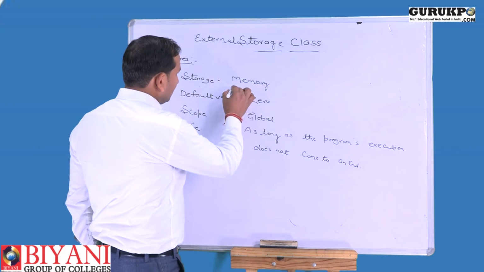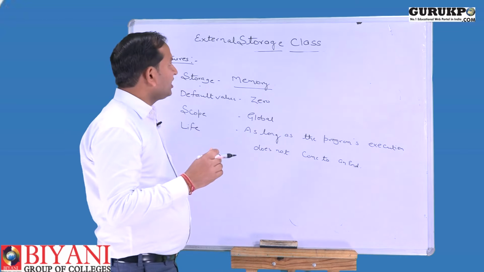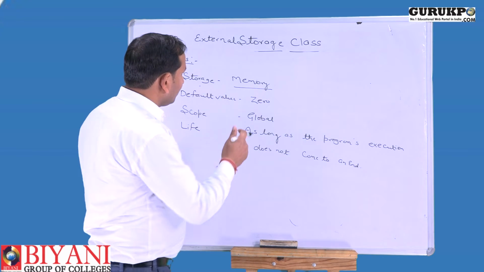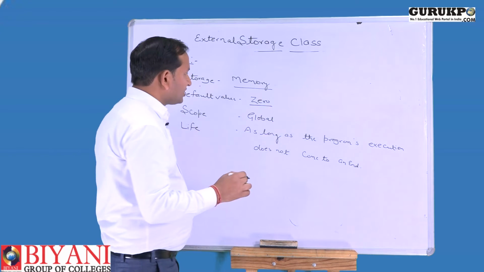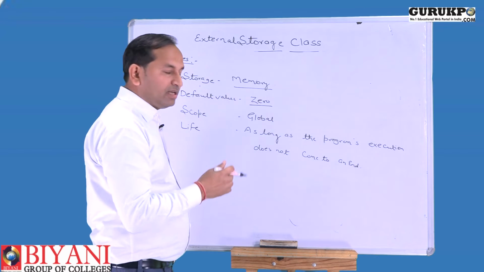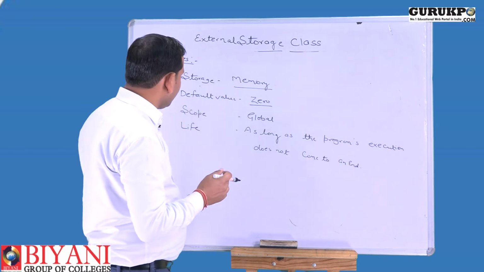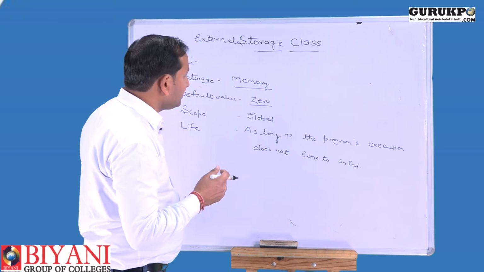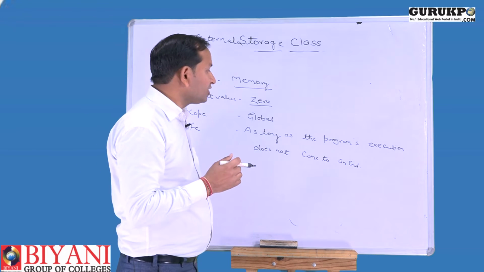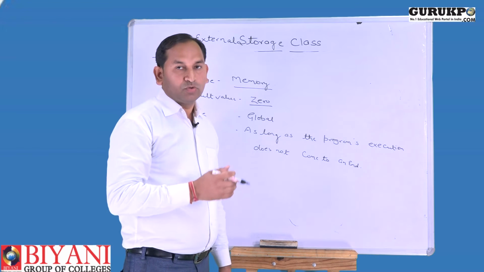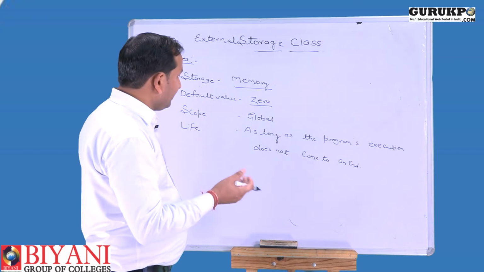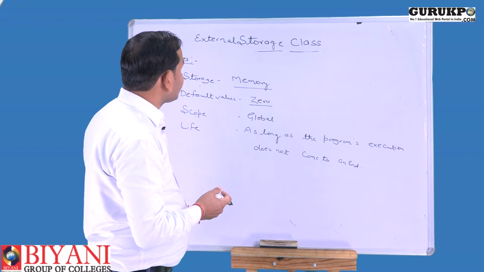It is stored in the computer's memory. The default value of an external variable is 0. The scope of the external variable is global, that is, the entire program. And last one, life: as long as the program's execution does not come to an end. So scope and life will be the entire program for external storage class.